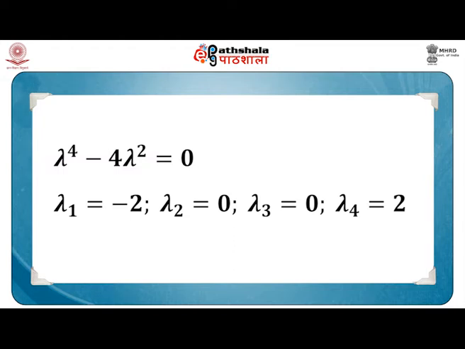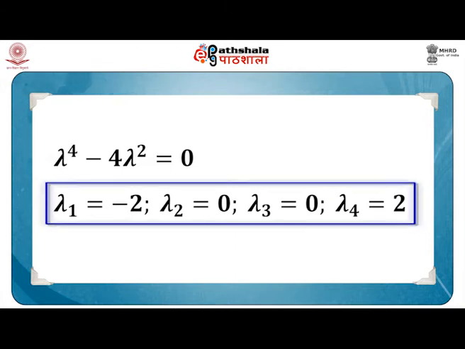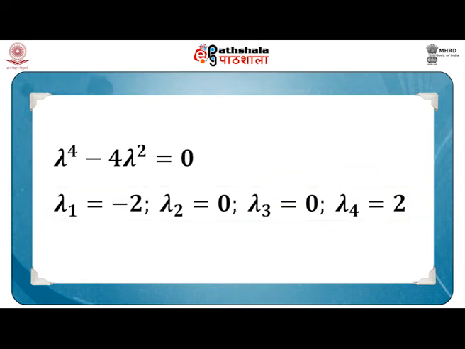Now if we solve this, we will get 4 values of lambda. These are lambda 1 is equal to minus 2, lambda 2 is equal to 0, lambda 3 is again equal to 0, and lambda 4 is equal to 2. These are the 4 roots of the polynomial equation which we get.